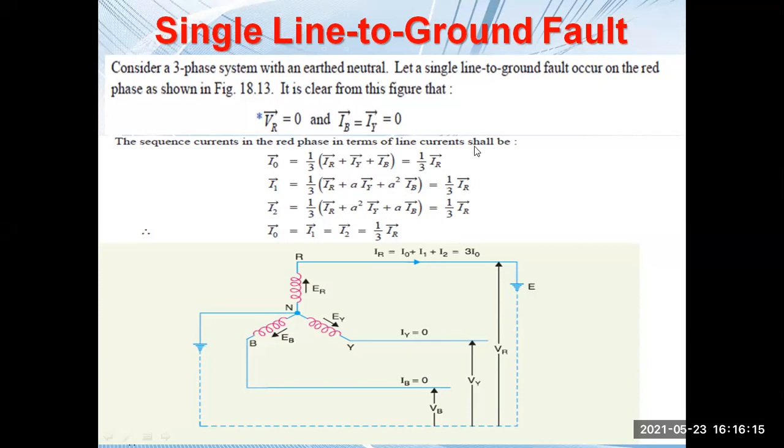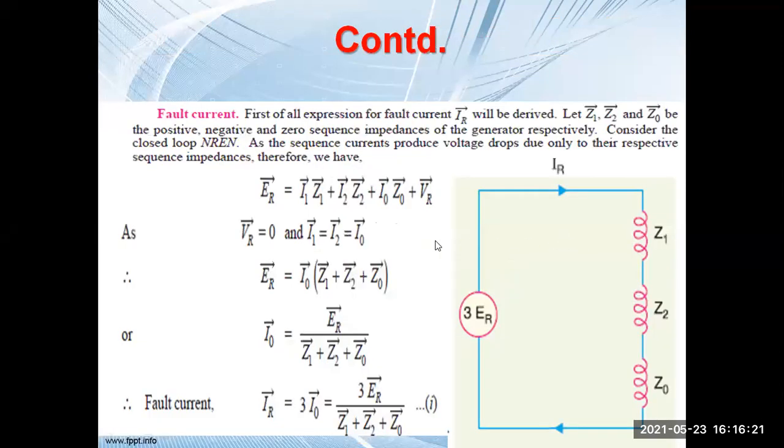So you see here I0 equal to 1/3 IR, I1 equal to 1/3 IR, and I2 equal to 1/3 IR. So these three are the same. So we can understand that these three sequence networks will be connected in series. So how to connect this? You see, this is your positive sequence impedance Z1, this is your negative sequence impedance Z2, and this is zero sequence impedance Z0. So these three sequence impedances are connected in series.